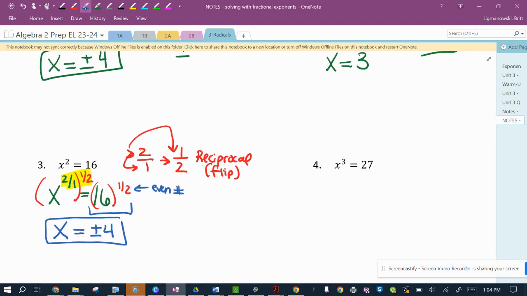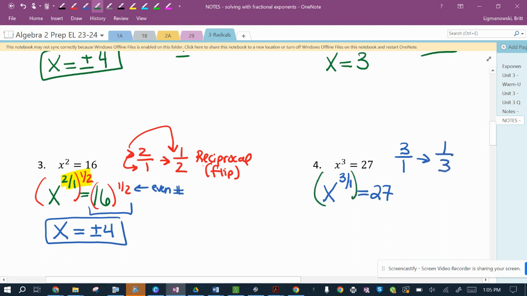Now we could do the same thing here. If I have x to the tres, I could put tres over uno. And if I have 3 over 1, the reciprocal is going to be uno over 3. So 1 over 3, 1 over 3. 3 over 1 and 1 over 3, these are going to cancel. So we're going to be left with just x. And then I'm going to do this in the calculator.